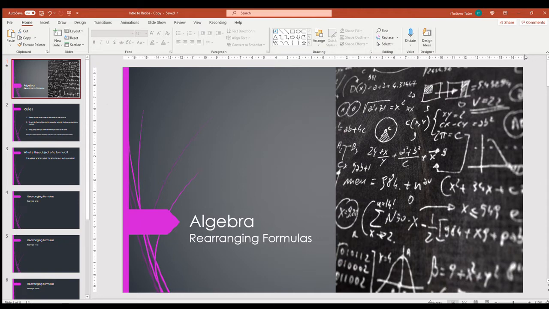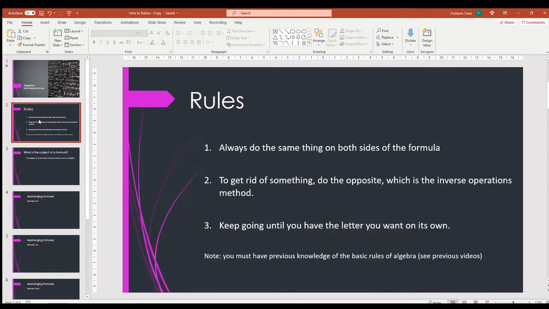In this session we will look at rearranging formulas, which is also known as changing the subject. Sometimes we need to rearrange a formula to find the value of a particular variable. To do this, you use the same methods as solving equations.